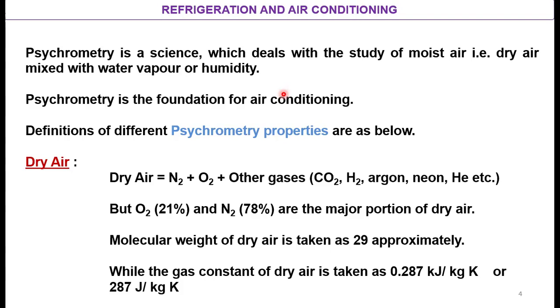So this moisture content depends upon the season, it depends upon the time of a particular day. It also depends upon the geographical location of that city, of that town. Okay, and that definitely changes.